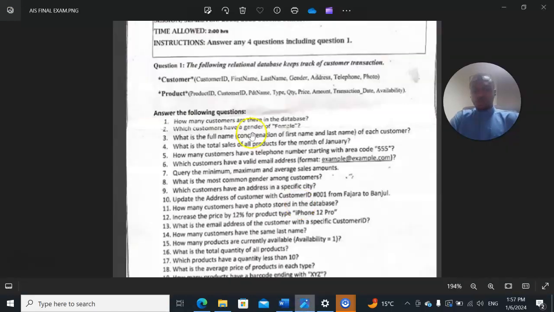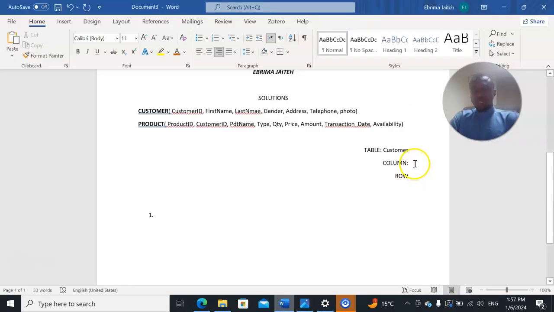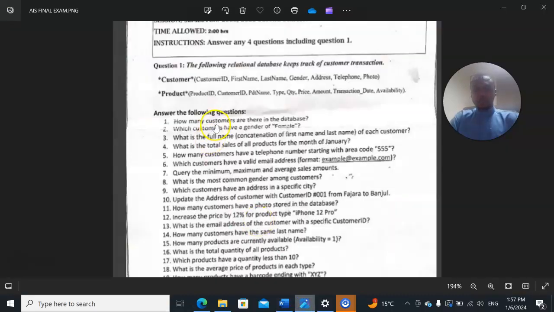Let's see whether we're going to have any information related to the product table. How many customers are there in the database? We don't have any relationship or any information referring to the product table, so we can continue. Now let's identify which column we need under this customer table. Did they give us any column? They didn't give us any column here.